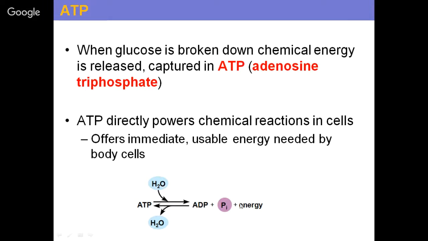When ATP releases its energy, it forms ADP, adenosine diphosphate, and a phosphate group, in addition to the energy. To form ATP, you remove a water molecule in the reverse reaction. To release energy, you have a hydrolysis reaction, where you release the energy from the ATP.